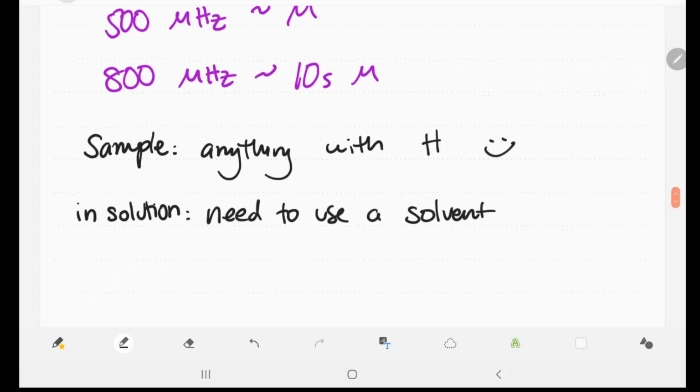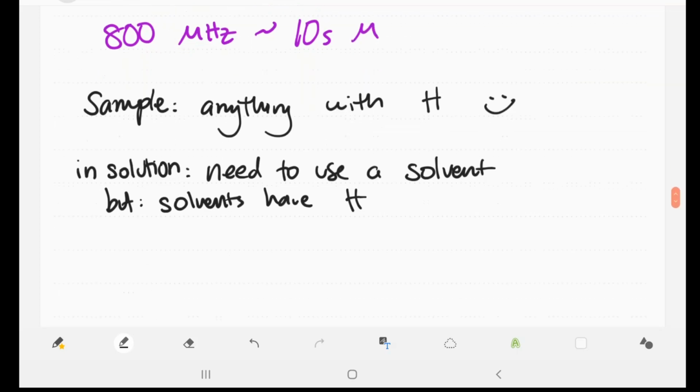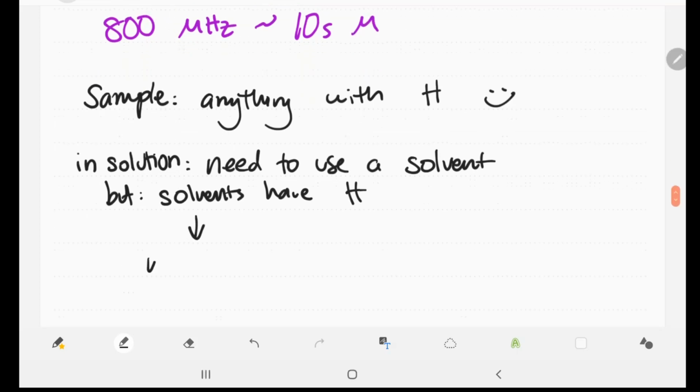But the problem is, solvents have hydrogens too. Solvents have hydrogen. And so, as a result, because your solvent is so much more than your solute, all you're going to see is the solvent. So the workaround here is we use deuterated solvents.